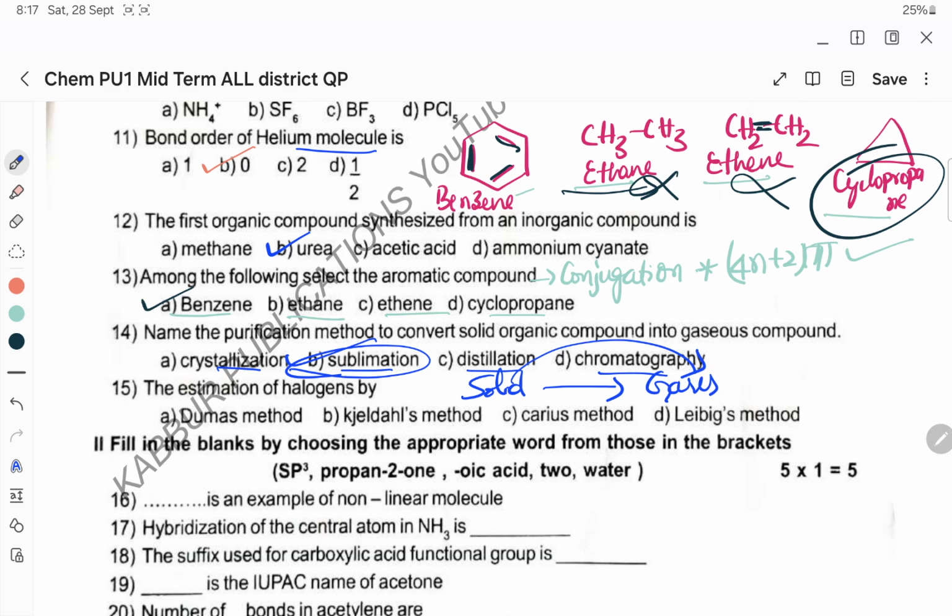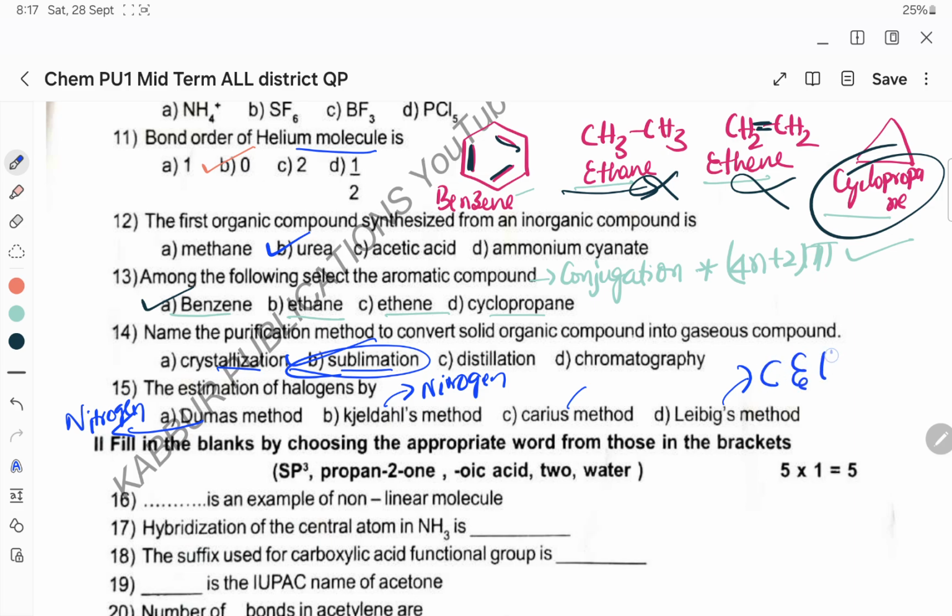Next, the last question: the estimation of halogens by. Okay, see, we need to estimate the halogens quantitatively by which method? In the Dumas method, we are going to estimate nitrogen, and in the Kjeldahl process, we are going to estimate the same nitrogen here also. In Liebig's process, we are going to estimate carbon and hydrogen. So Carius method is the method we are going to estimate the halogens, that is, halogens of fluorine, chlorine, bromine. These are the things we are going to identify or estimate quantitatively.